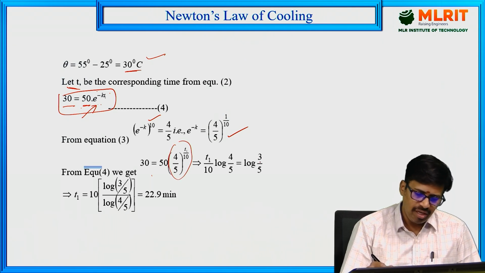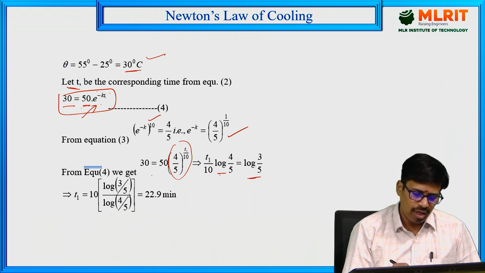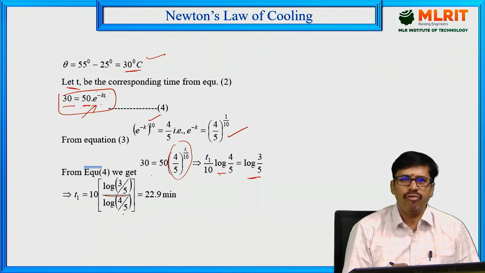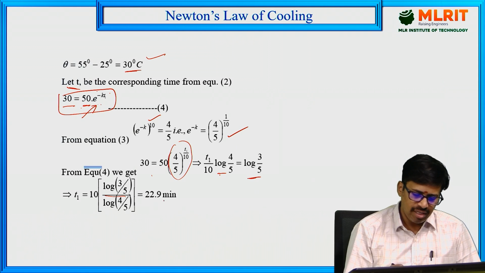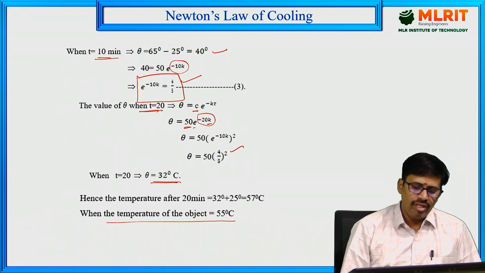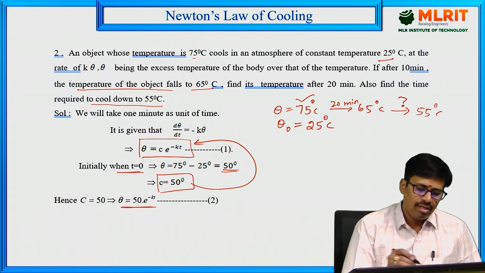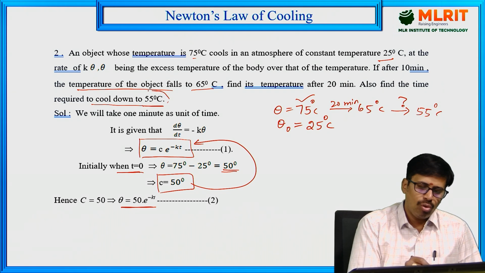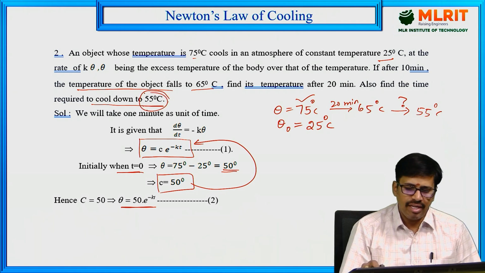From this equation, take these two terms aside. Log a minus log b can be written as log a by b. So log 3 by 5 divided by log 4 by 5. If you enter this value in your calculator, we get this result. So the time required to further reduce is 22.9 minutes. So within 22.9 minutes, the temperature cools down to 55 degrees centigrade. Thank you.